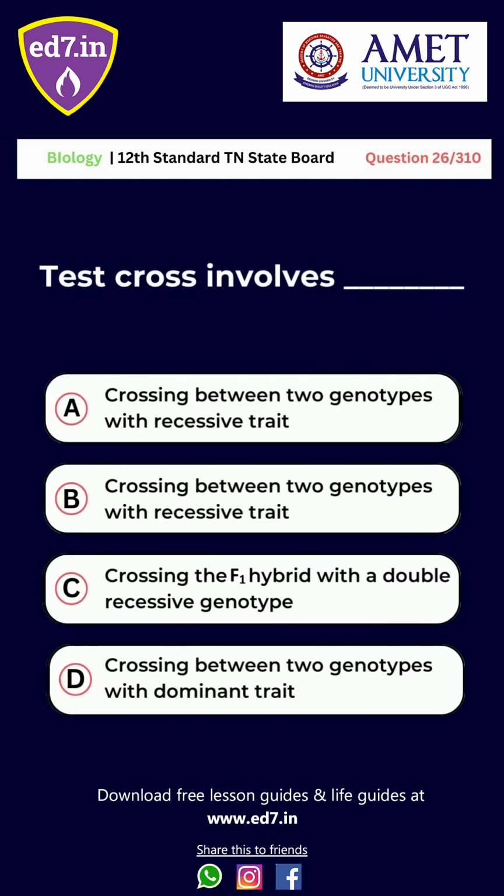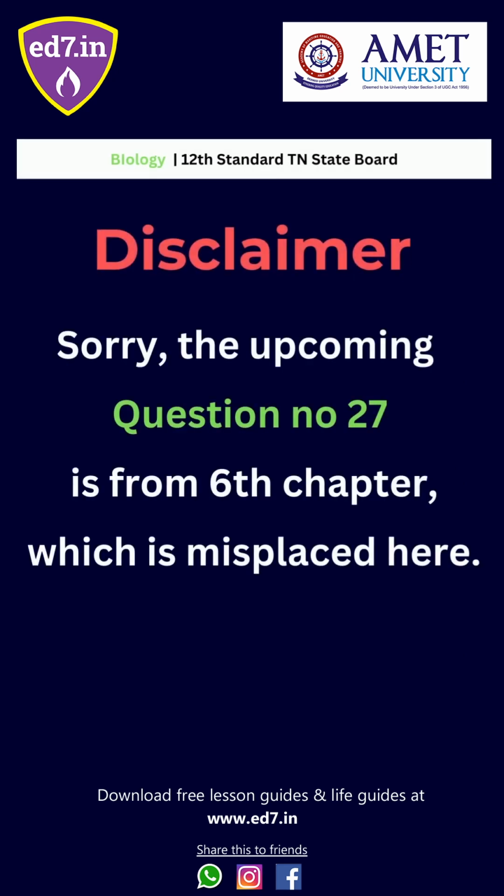Question number 26. Test cross involves option A, crossing between two genotypes with recessive trait. B, crossing between two F1 hybrids. C, crossing the F1 hybrid with a double recessive genotype. D, crossing between two genotypes with a dominant trait. And the right answer for this question is option C, crossing the F1 hybrid with a double recessive genotype. Sorry, the upcoming question is from 6th chapter, which is misplaced here.